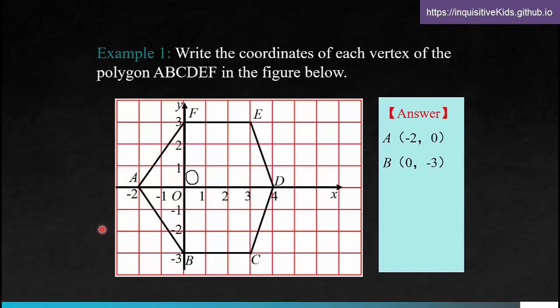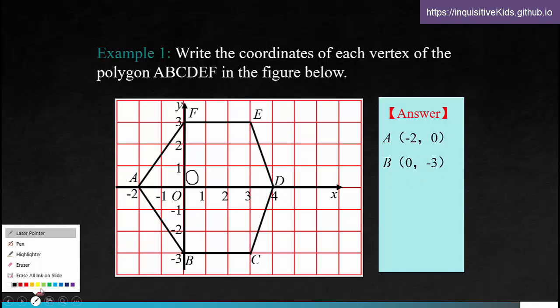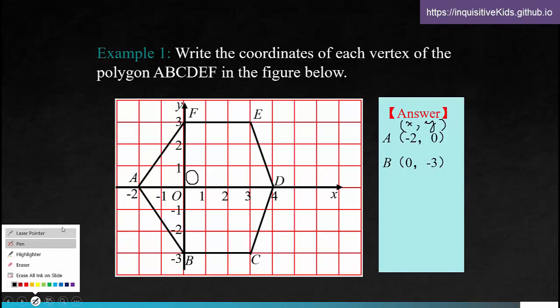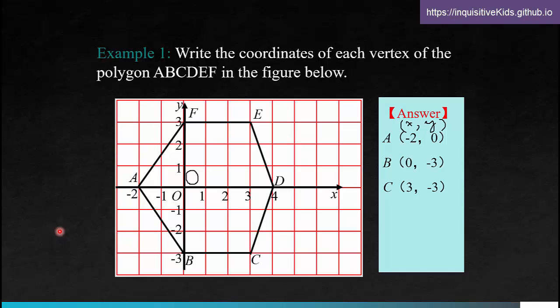B is 0, -3. So it has an x value of 0. As you can see, 0 is the first number, meaning that this is the x value. So we have x followed by y. 0 is the x value, -3 is the y value. Here, C is not just in the positive or top section, we're also going down. It has a positive x value, so that's 3, and a negative y value, that's -3. So on: 4, 0, 3, 3, 0, 3.